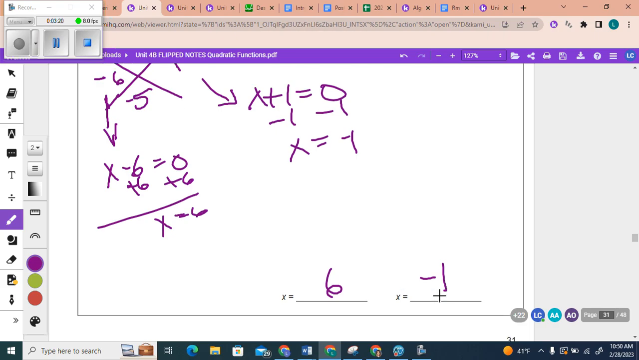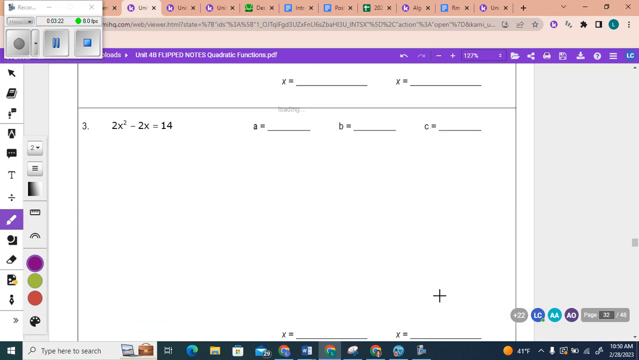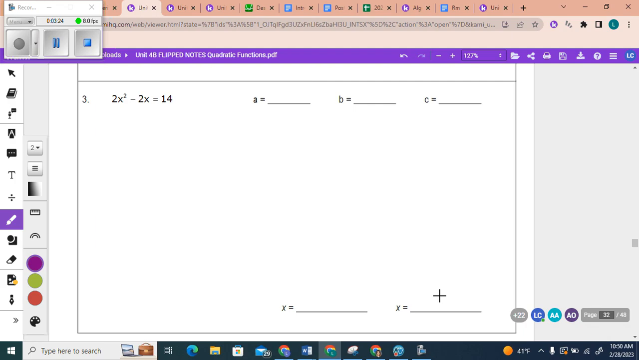Okay. Questions? All right, I'm going to do odd. So let's go to 3. I can't even name my A, B, and C yet. Why? Yeah, it has to equal 0. So what do I have to do? How do I make it equal 0? Yeah. Move the 14 over by subtracting it.